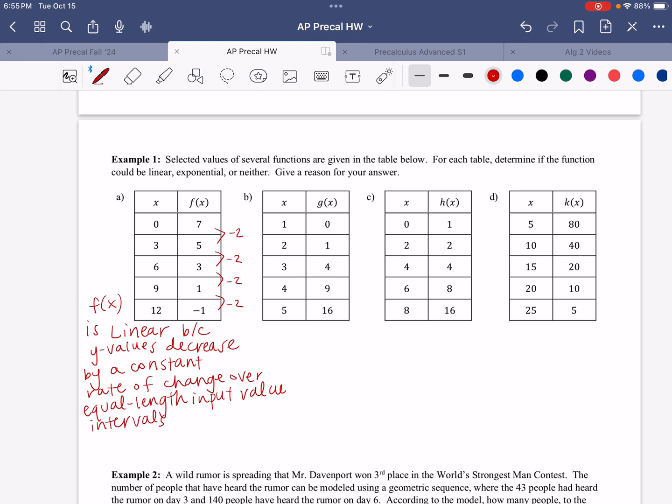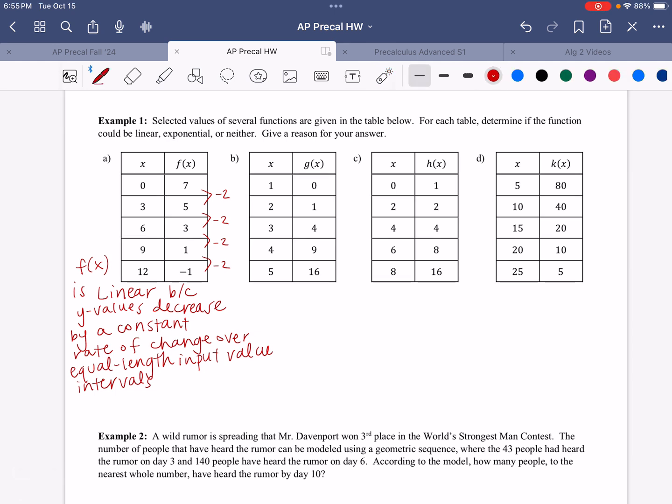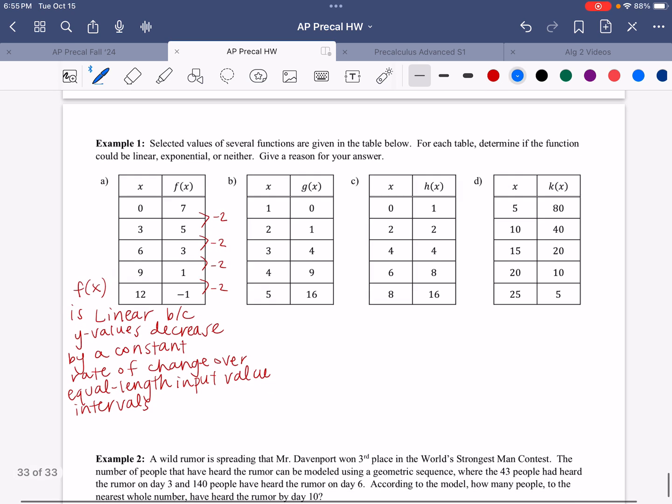Okay, so that's our full reason. We've discussed how the x's are changing, or that we've analyzed them over equal length input value intervals, and that our y values, our outputs, are decreasing at a constant rate of change. We could, because none of the other examples ask us to, write the equation. But remember, to do that, we would actually have to find the rate of change here.